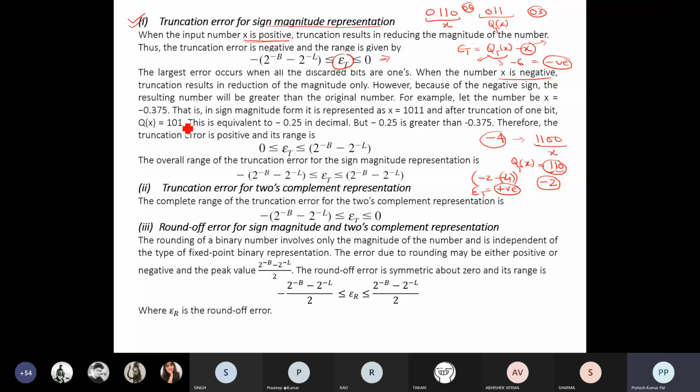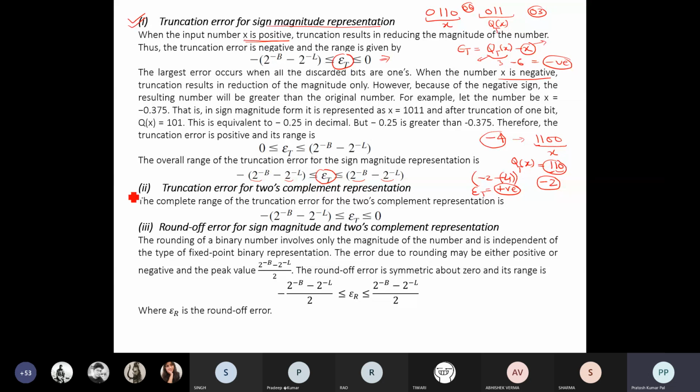So overall, the truncation error in case of sign magnitude representation will have a range. In the positive direction, it will have the maximum of 2 to the power minus b minus 2 to the power minus l. This is because of the quantization value, and this is because of the actual value. Similarly, in the negative direction, it will range from a negative to a positive value. So the truncation error in sign magnitude will be in both positive and negative directions.